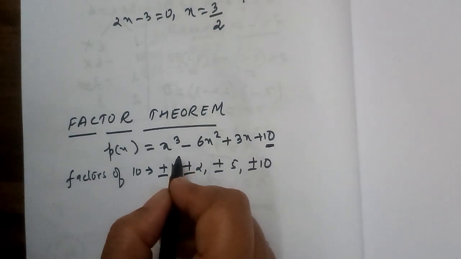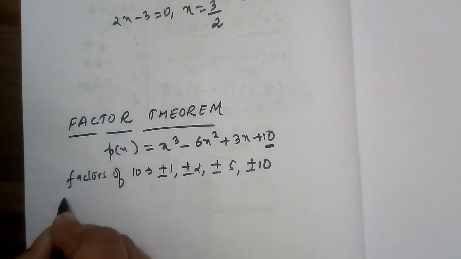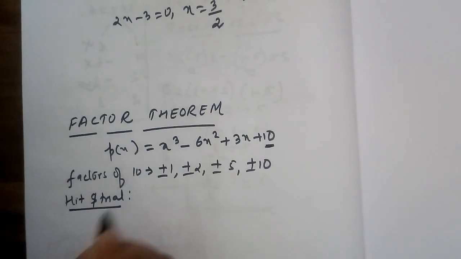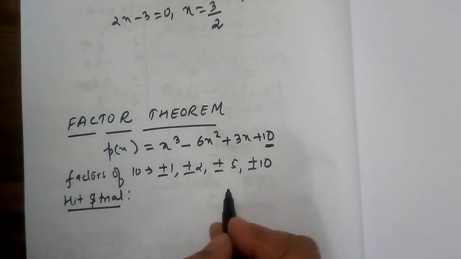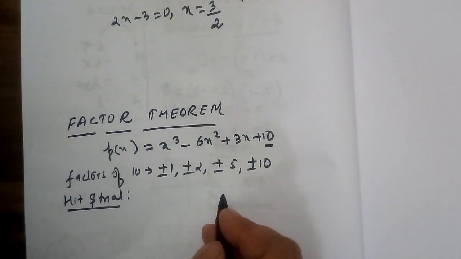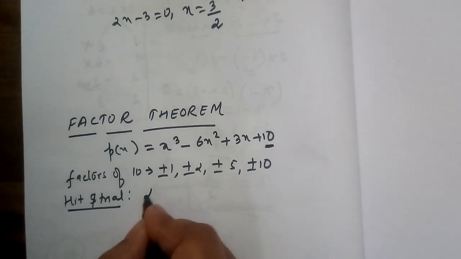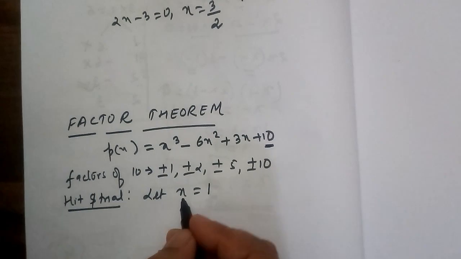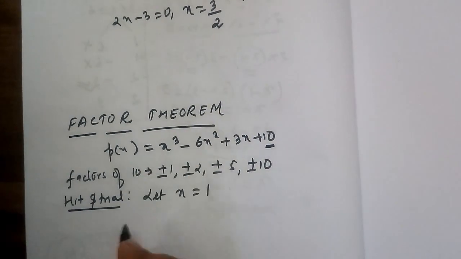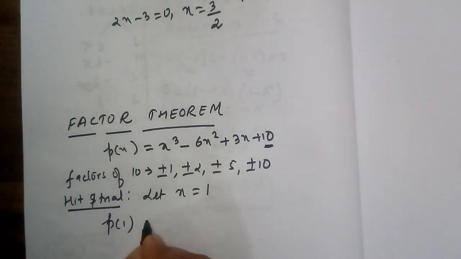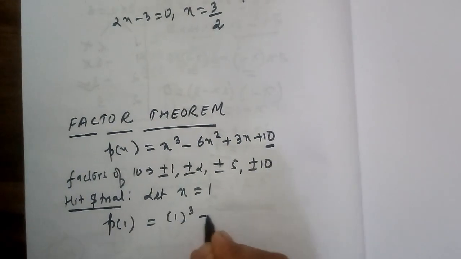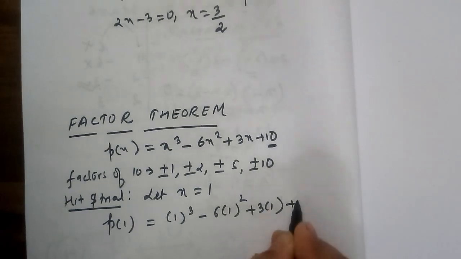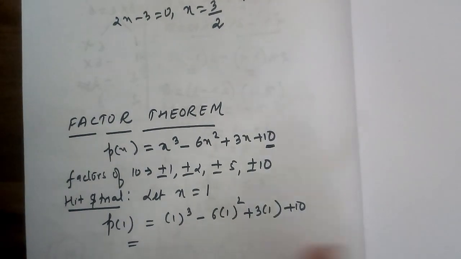Now how do you check that? To find the first factor, we use the hit and trial method. What do I mean by that? I choose any one factor from this. It is my choice which factor I want to choose. Suppose I take 1. So let x equal to 1. I take this x equal to 1 and place it over here. So I get p of 1 equal to 1 cube minus 6 into 1 square plus 3 into 1 plus 10. I solve it.